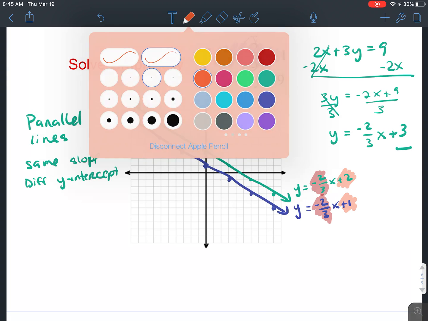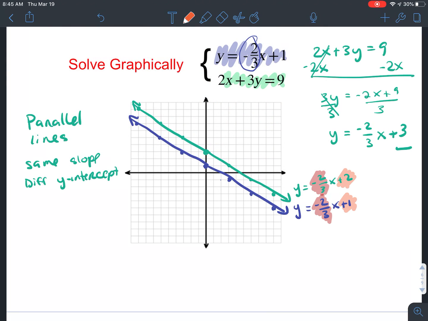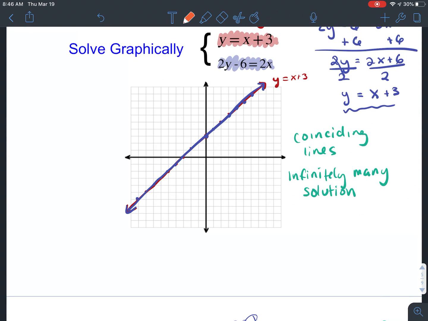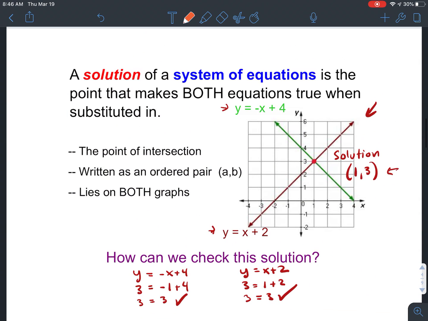So these are definitely parallel lines. So what do we say our answer is? Well, since we're looking for points of intersection and these two lines will never intersect, we say that we have no solution. Okay, so parallel lines have no solution. Coincident lines or coinciding lines have infinitely many solutions. And for everything else, there's going to be exactly one solution when our lines intersect in one place.